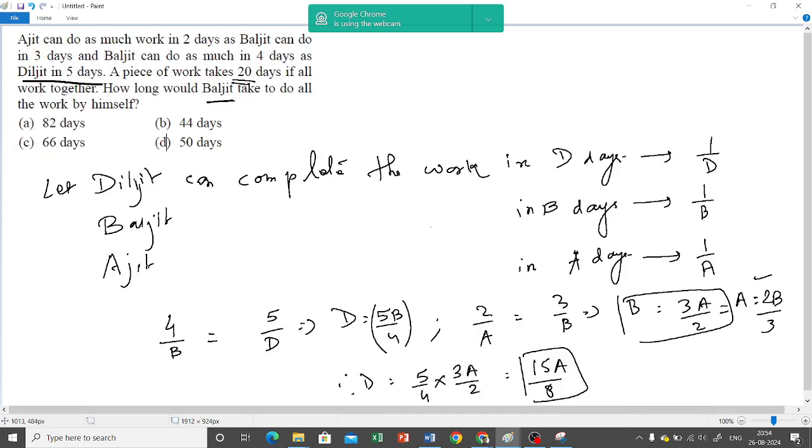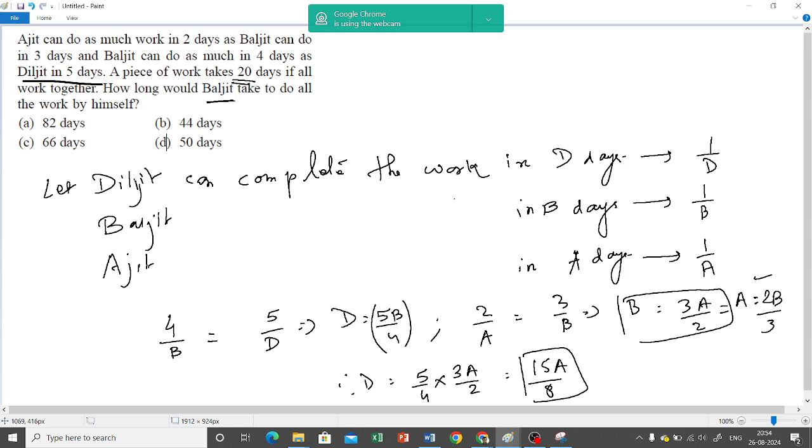ওকে, সুব্রতম এই সামটা দেখো, টাইম অ্যান্ড ওয়ার্কের সাম। Ajit can do as much work in 2 days as Baljit can do in 3 days, and Baljit can do as much work in 4 days as Diljit in 5 days. A piece of work takes 20 days if all of them work together. How long will Baljit take to do all the work by himself?